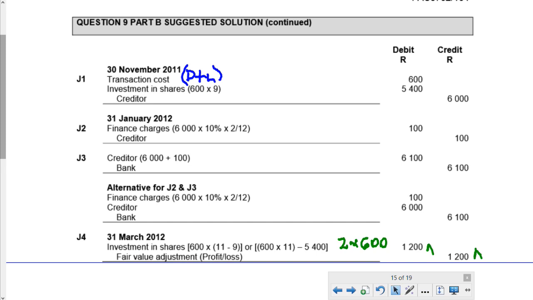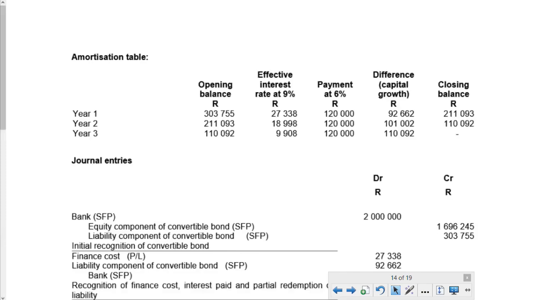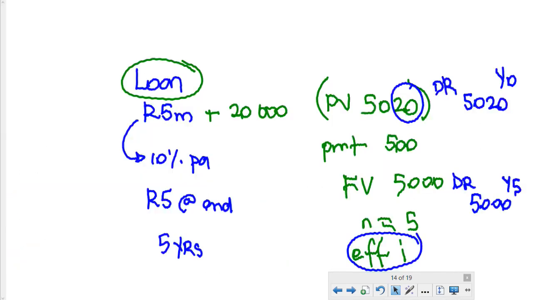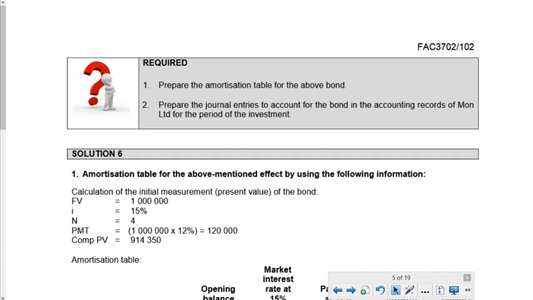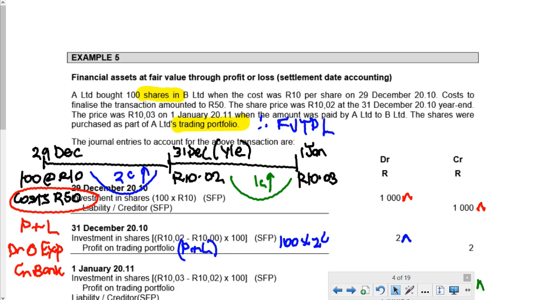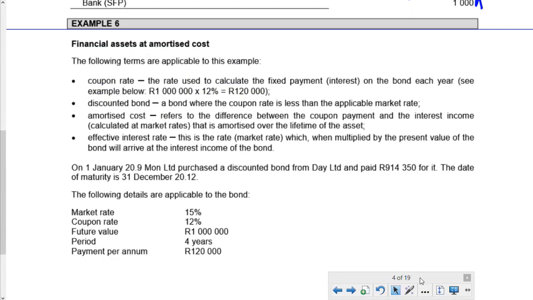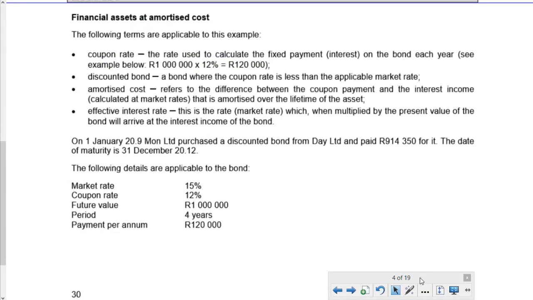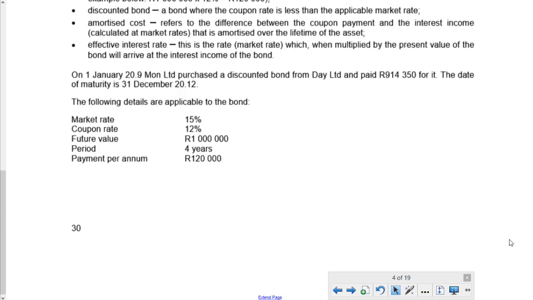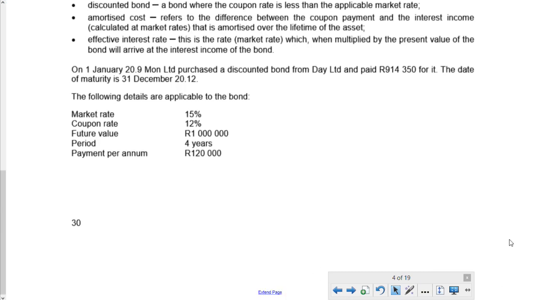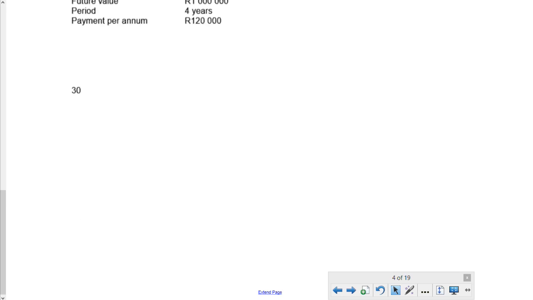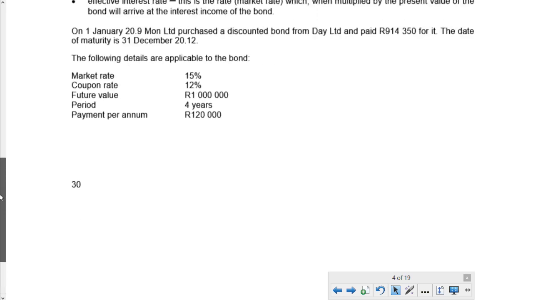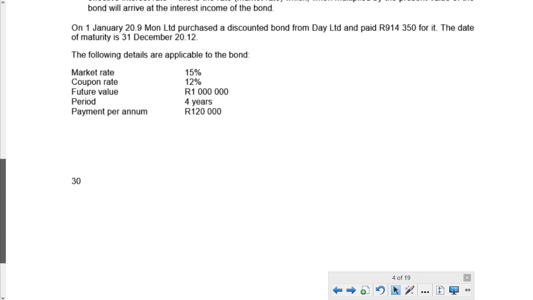Then, the next example we're going to look at is example 6. Oh, you guys don't have the tut letter. And example 6 is one where we're looking at a financial asset that's carried at amortised cost. So here is my information. I'm going to work through it with you, and then I'm going to help you, and then I'm going to let you figure it out.